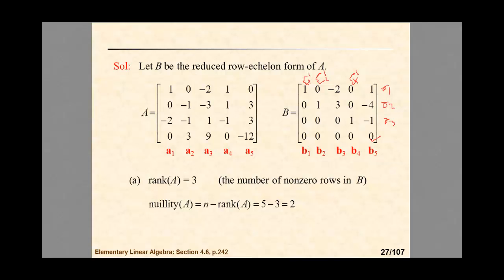And what about the main columns corresponding to these? The main columns corresponding to these will be C1 dash equal to A1, C2 dash equal to A2, and C4 dash equal to A4. So we have A1, A2, A4 as the basis columns. We see in the next.